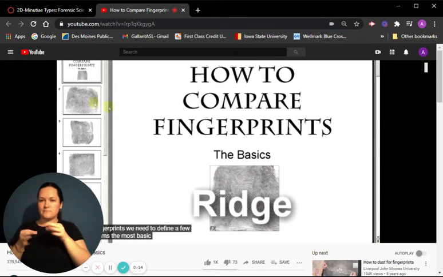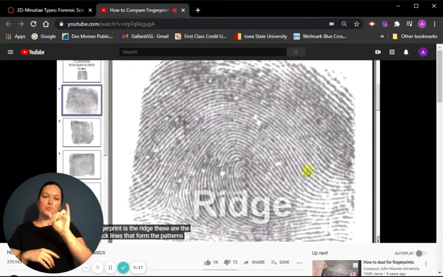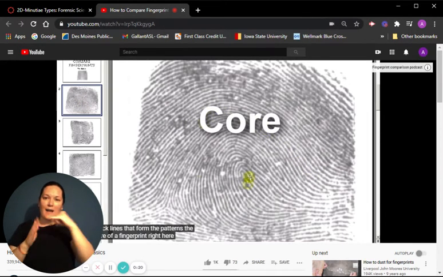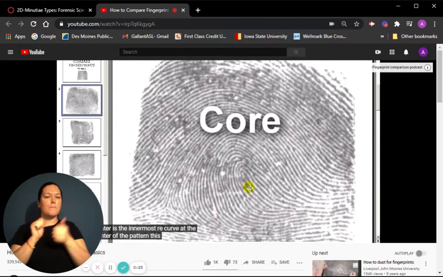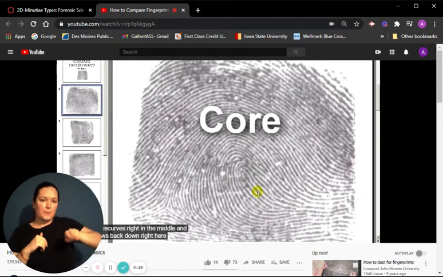The most basic formation in a fingerprint is the ridge. These are the black lines that form the patterns. The core of a fingerprint, right here in the center, is the innermost recurve at the center of the pattern. This ridge flows up, recurves right in the middle, and flows back down right here in the middle of the pattern.